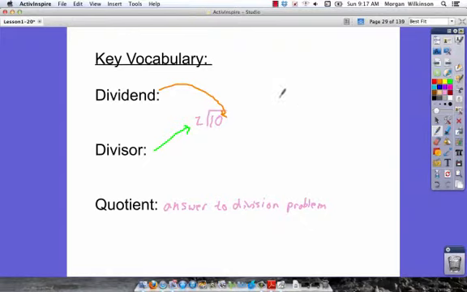Now if we looked at a problem in a slightly different way, let's say we had 15 over 3, which is really just saying 15 divided by 3. Which one's our dividend? Which one's our divisor? Take a moment to answer that question. Well, the dividend must be 15, it's what we're dividing, and the divisor must be 3, it's what we're dividing it into, how many different parts.